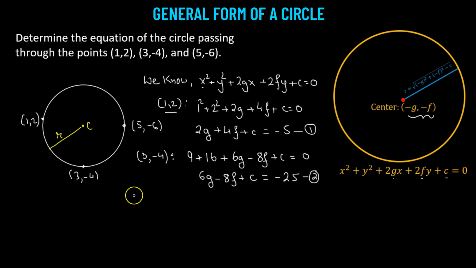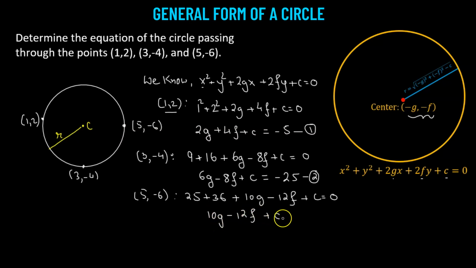And finally, we are going to consider the point (5, -6). 5 squared is 25, added to -6 squared, so that's 36. Then we have plus 10g minus 12f plus c equals 0. Rearranging the terms, we get 10g minus 12f plus c equals -61. So let this be equation number 3.